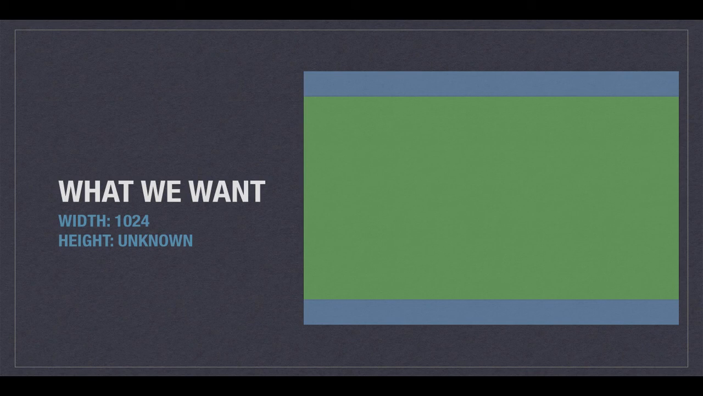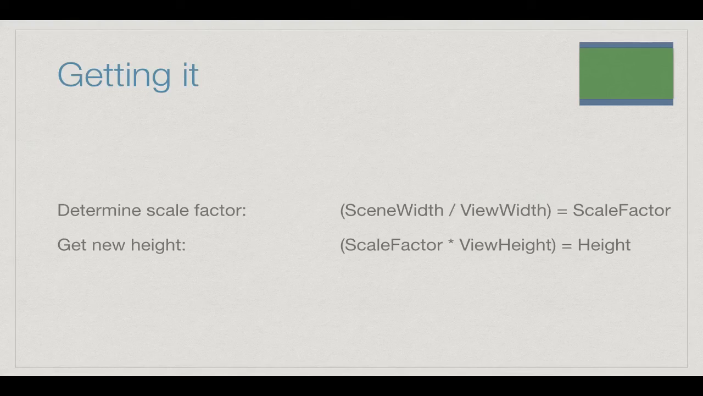This is a little tutorial to show you how we actually get that, and the little convenience methods that I've created there. Basically, we need to determine a scale factor, and we get that by dividing the scene width, the SpriteKit scene width, by the actual view width. That varies per device. That gets us a scale factor, which we can then use in the next calculation to multiply the actual view height and get whatever the height is of the SpriteKit scene that I can use.